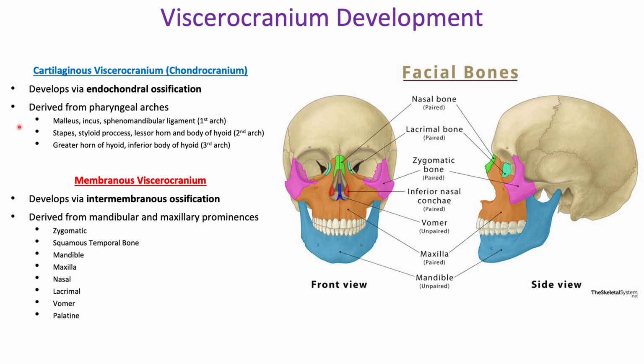So we can think about the first pharyngeal arch giving rise to the malleus, incus, and sphenomandibular ligament. The second arch gives the stapes, styloid process, and portions of the hyoid bone, whereas the third pharyngeal arch gives rise to the rest of the hyoid. So these are all derived by endochondral ossification.